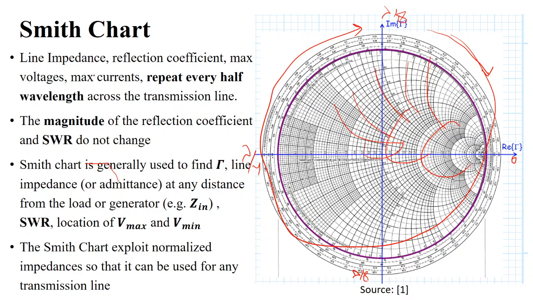So this Smith chart is used to find the line impedance, reflection coefficient, maximum voltage, maximum current, and so on. Because the pattern repeats every half wavelength, a length of lambda by 2 is sufficient. And you notice that the magnitude of the reflection coefficient for lossless lines and the SWR do not change. Similarly, you can also use the line admittance. Both are related. If you take the inverse of the impedance, we will also see how we can find the admittance from here, for a given distance from the load or generator.